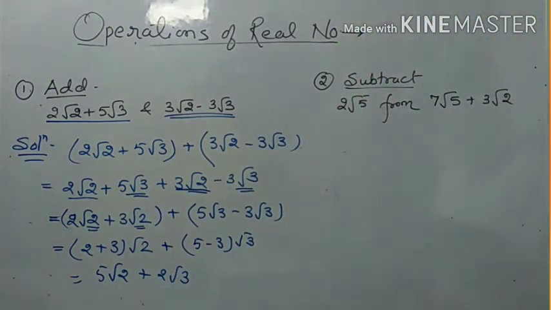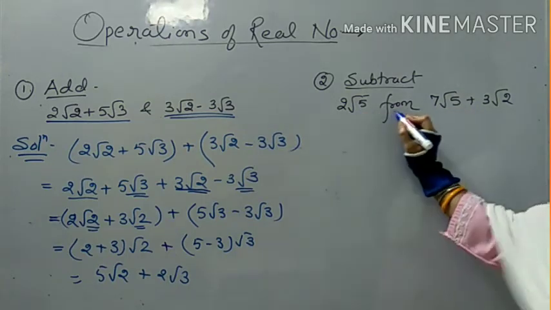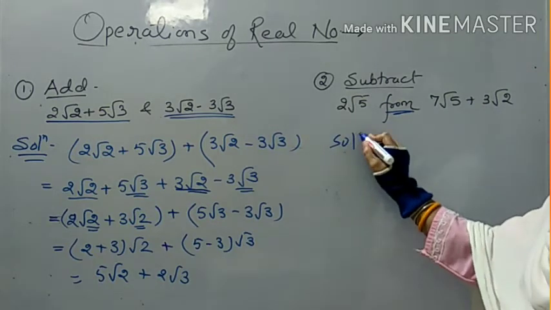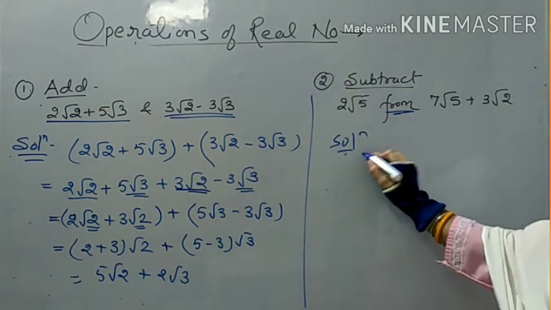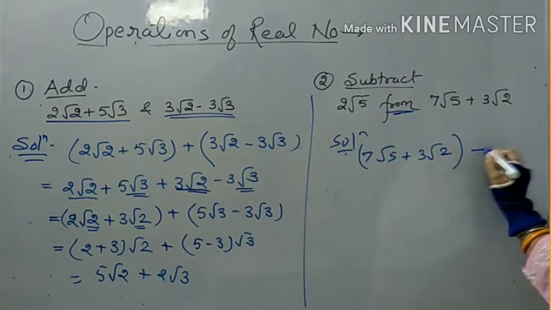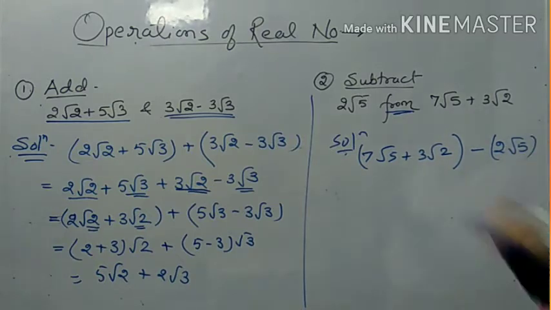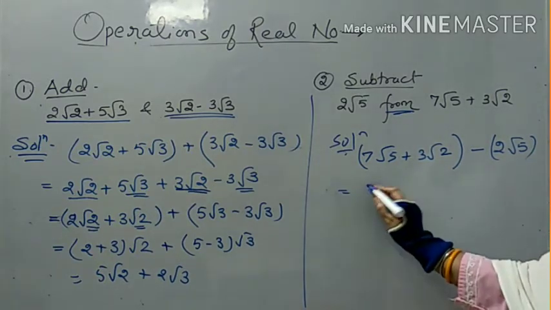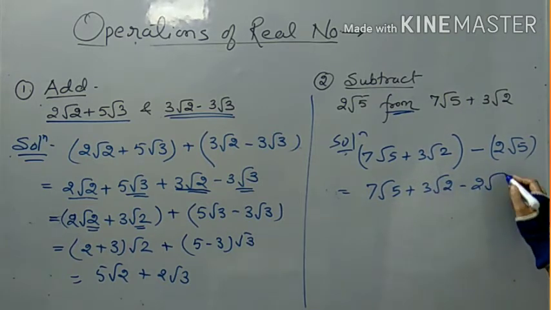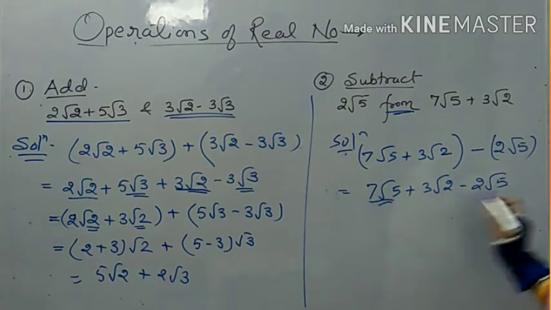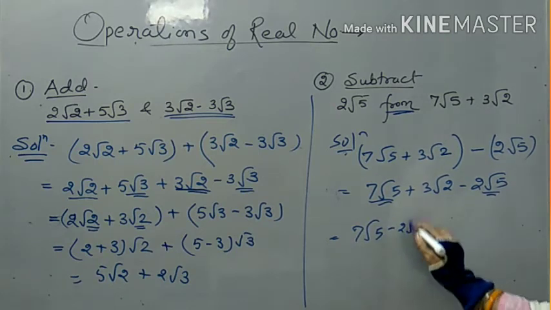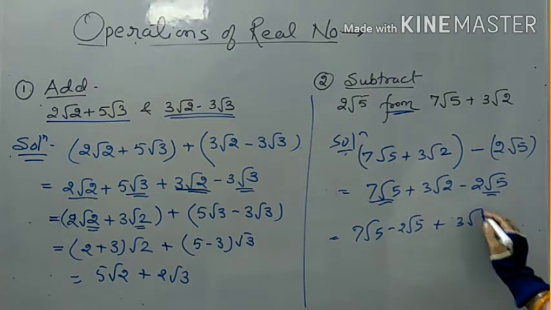Now in the second question, we have to subtract these two. We have to subtract 3 root 5 from this. So in the solution, what do we write? This will be 7 root 5 plus 3 root 2, our first real number, minus 2 root 5. Now open the bracket. By opening, what will we get? These two are like real numbers. So we will write 7 root 5 minus 2 root 5 plus 3 root 2.